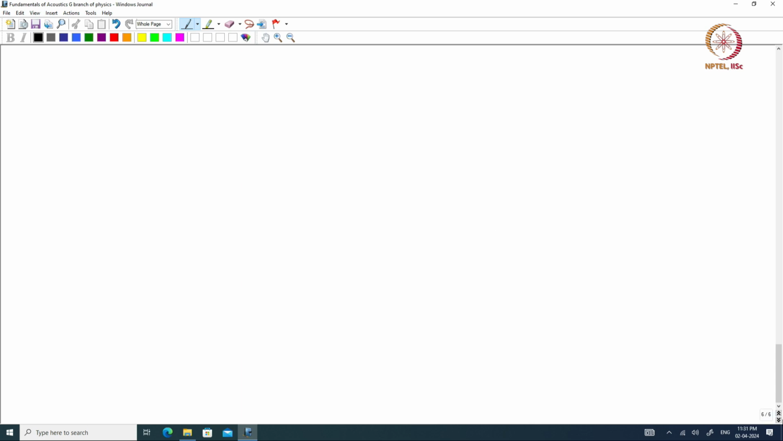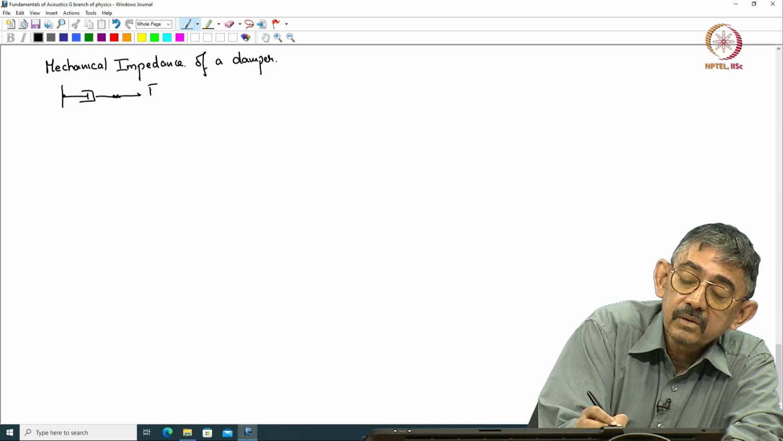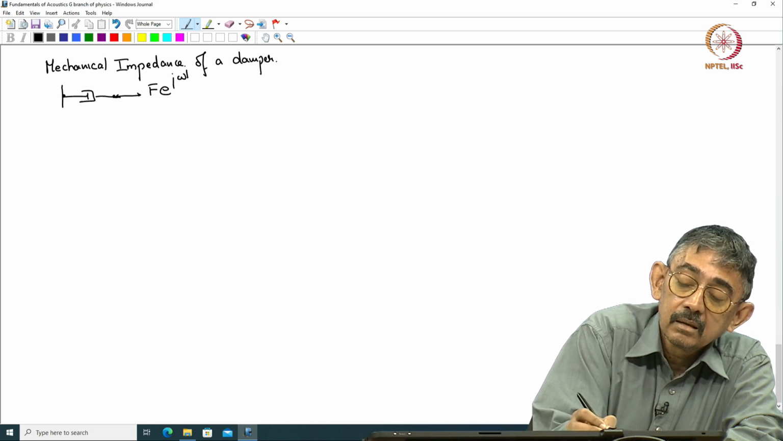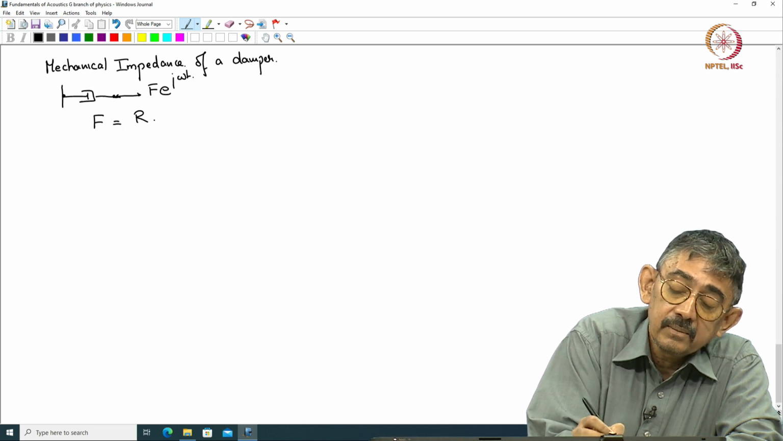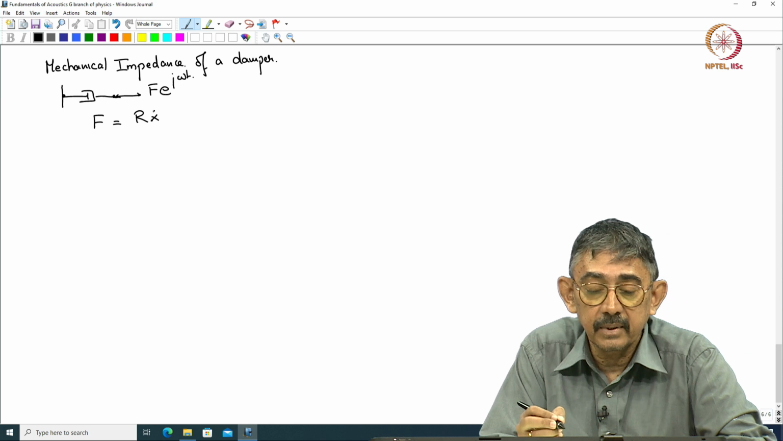And lastly, the mechanical impedance of a damper. Okay. So I now have a damper, and here I apply this harmonic force. Okay. That force now is equal to R times x dot, that is the law of the damper.